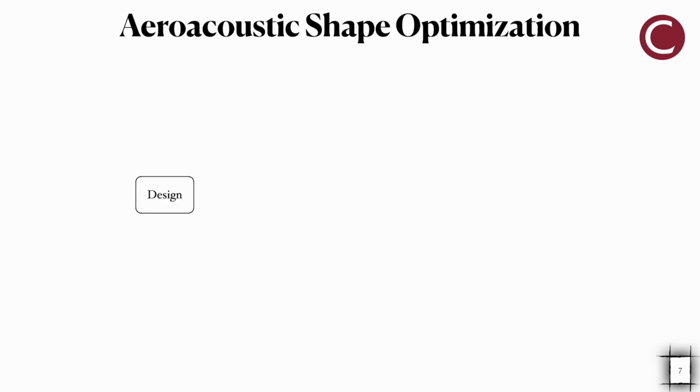We need to have an aeroacoustic shape optimization framework. And in general, an acoustic shape optimization framework starts with the baseline design. We have our design, we study it aerodynamically where we need a flow solver. Then we can compute the sound using an acoustic solver. And then we can define an objective function.